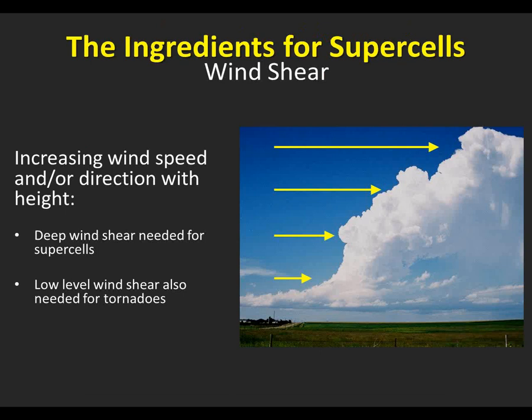Okay, we talked about moisture. We talked about lift and instability. The last thing we need for supercells is something to spin the air. In this case, wind shear. So we're talking about increasing wind speeds or direction with height. And for supercells, you need deep wind shear. So a lot of times you'll see 0 to 6 kilometer deep layer shear or effective shear, bulk shear. That's what we're talking about here. So we're looking at basically the speed changing with height and the direction changing with height. Now for tornadoes, you also need to have low level wind shear.